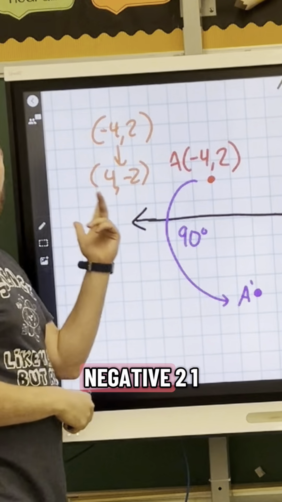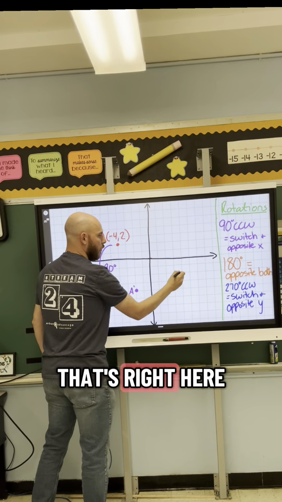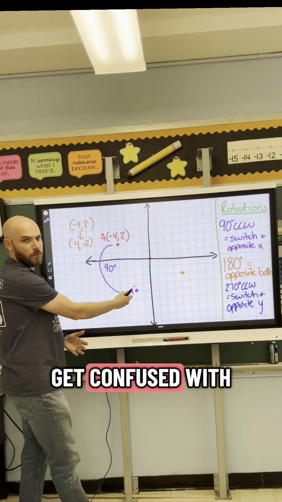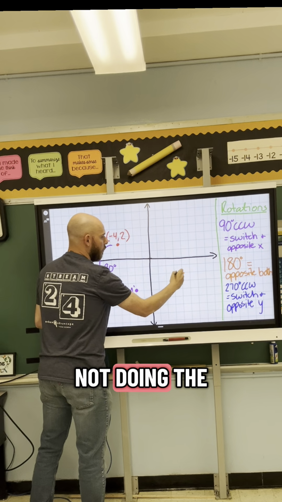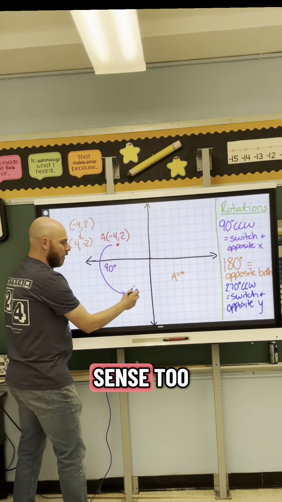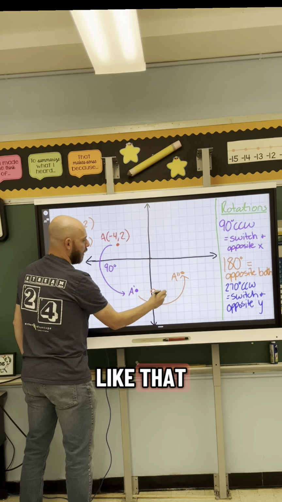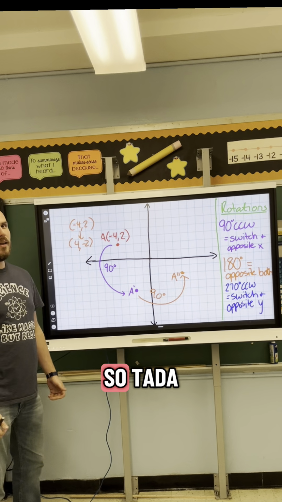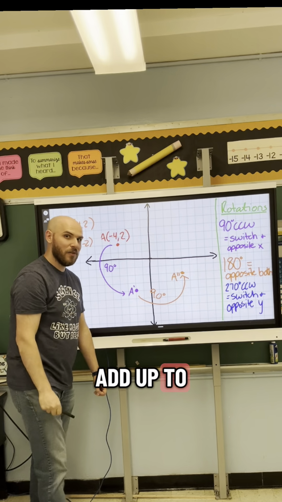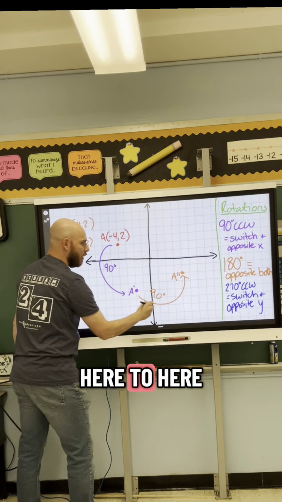So how do we get to 4, -2? 1, 2, 3, 4, 1, 2. That's right here. I'm going to call this A double prime, just because I don't want it to get confused with this one. Okay, just so they're not named the same thing. Okay, and you can see here that this makes sense too, because we went another 90 degrees, like that. So, ta-da! How much does 90 plus 90 add up to? That's right, 180, which is exactly what we did. We went from here to here.